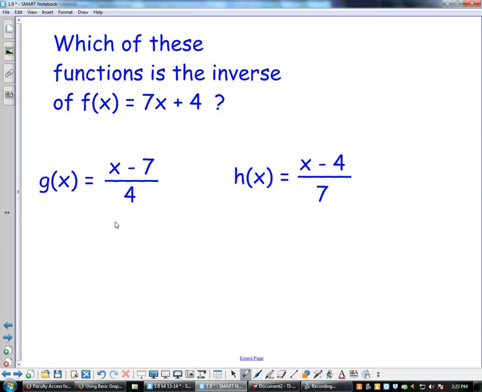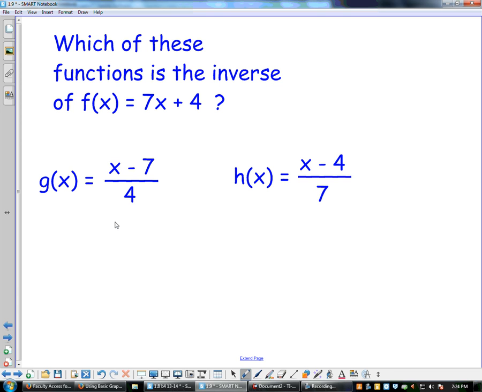In this example, which of these functions is the inverse of f of x equals 7x plus 4? Is it g of x, which is x minus 7 over 4, or is it h of x, which is x minus 4 over 7? I don't want you to answer right now. I want you to think about it, and I would actually like you to put pencil to paper and use what we just talked about.